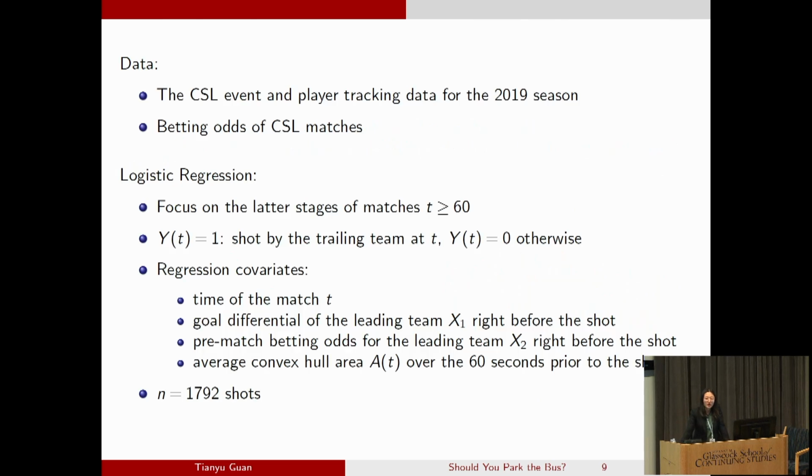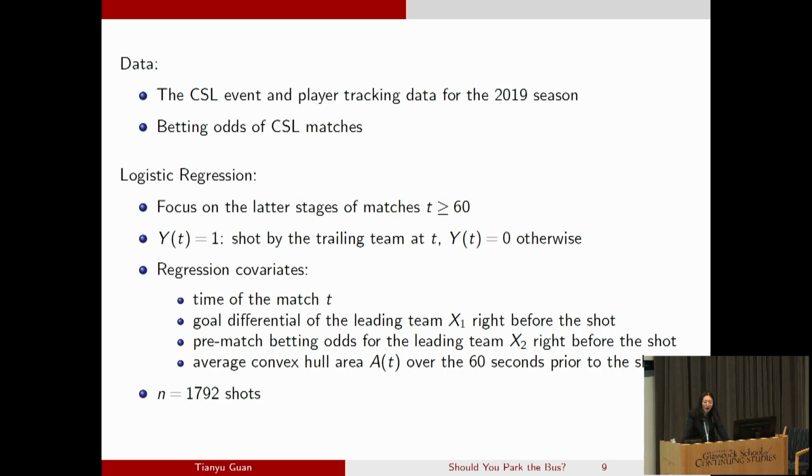Aside from the event and tracking data, we also use the betting odds as another source of data. We build a simple logistic regression. Our binary response y equals 1 when the next shot is taken by the trailing team, and 0 otherwise. The covariates we use include the time of the match, the goal differential of the leading team, the pre-match betting odds, and also the average convex area over the 60 seconds prior to the shot.